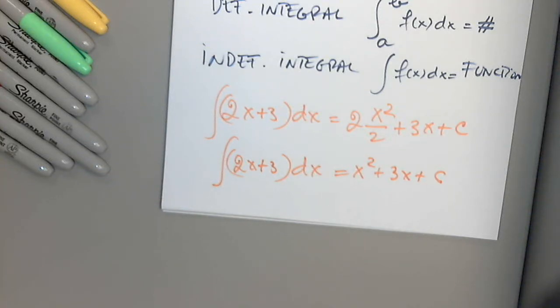It wouldn't be 2x over 2? Because 2 plus 3. 3 right now is your constant on the left. So when I differentiate this, I get 3. When I differentiate this, I get 2x. When I differentiate this, I get 0. Gotcha. Okay, perfect.